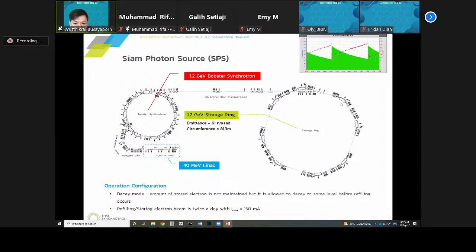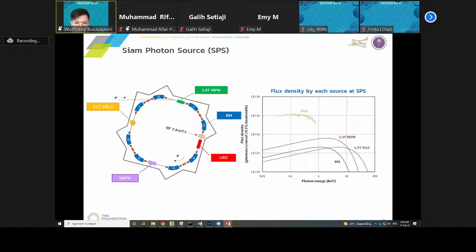So from the biological sample until the atomic structure, the spectrum in our machine is from the infrared to the X-ray, for researchers to use.